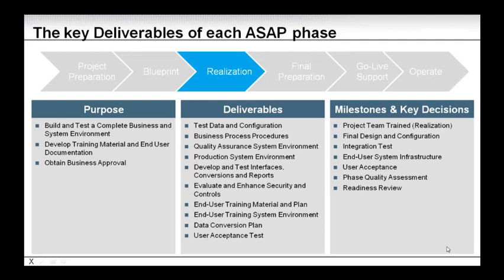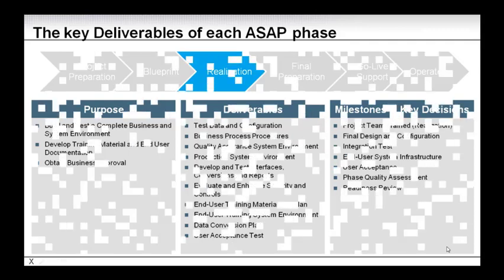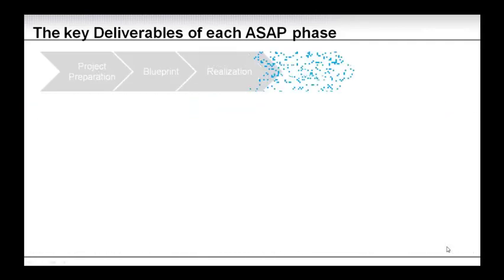We need to have planned, prepared, and performed our integration test, also known as system integration test. We need to have our end user system infrastructure done. User acceptance, we need to have done. Phase quality assessment and readiness review is closing off the realization phase, closing off the blueprint, as well as preparing for closing off the realization phase.